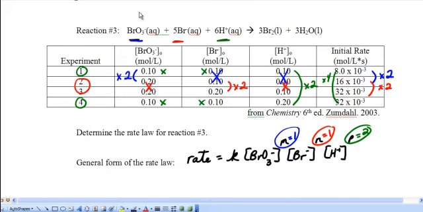And we're back in 18-5, where we're in the middle of reaction number 3, trying to determine the rate law for this particular reaction right here. In the last podcast we have already determined that it is a first order reaction with respect to the bromate, first order with respect to the bromide, but second order with respect to the hydrogen, and we got that from the data table.